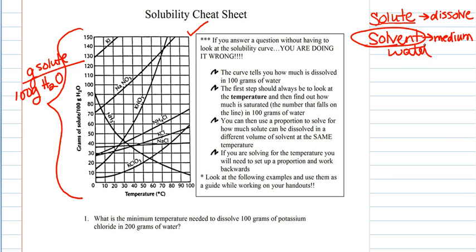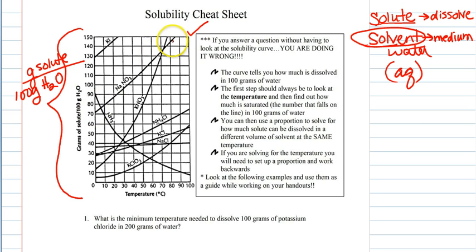Okay? And so we're looking at aqueous solutions. We remember that from when we did balancing equations. Remember, AQ means aqueous. So looking again, it tells you the temperature and it tells you how much of a solute is dissolved in 100 grams of water.